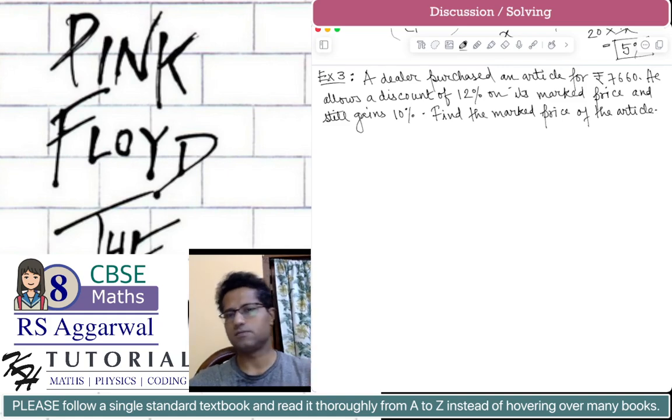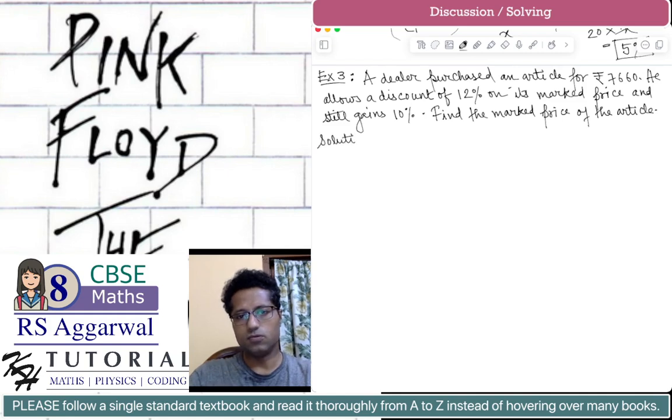Now, one way of solving this kind of problem is that you can always assume the marked price to be a variable, apply all the given information and the concept of profit and loss and discounts, and solve for the unknown. The other way is that without considering any variable, you can straight away solve the problem using the given information. So let's try to solve the problem first without using any variable. You can use any method you like, which is easier and more comfortable for you.